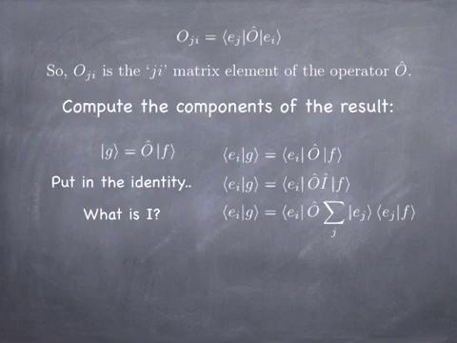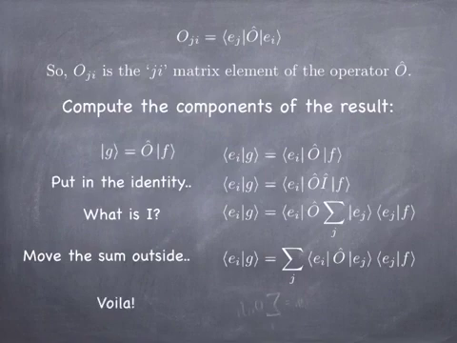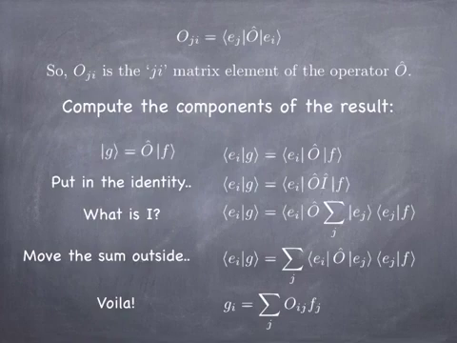But the order of summation doesn't matter. I can take the inner product of the sum or the sum of the inner products. I'll get the same result. So we move that outside, and we see we have the following thing. The ith component of G is the superposition of O sub ij times the jth component of F. In other words, I can rewrite this as the product of the elements O sub ij acting on F sub j, summed over all j.